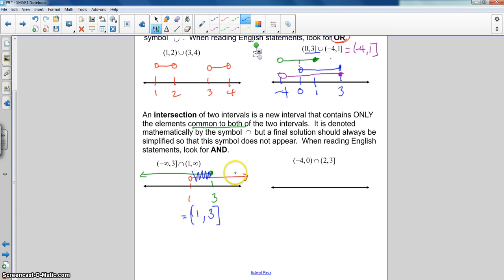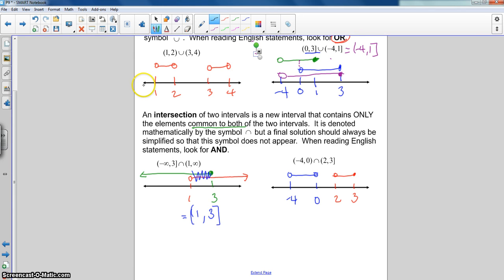Let's try one more. Okay, so we have the interval -4 to 0, and it's exclusive on both. So there's my interval. And then I have 2 to 3, exclusive on 2, inclusive on 3, and I connect. And my drawings aren't quite so great. Hopefully yours are better. So now I need to ask myself what values are common to both.